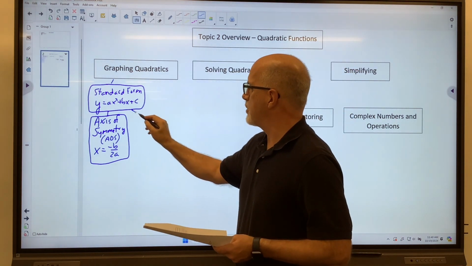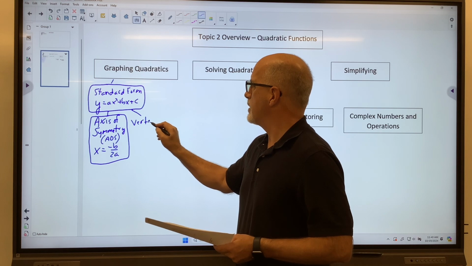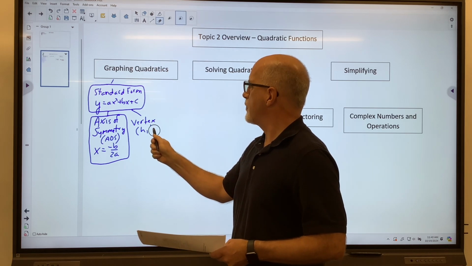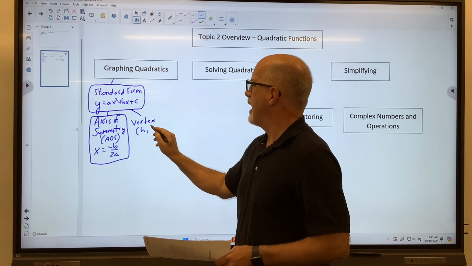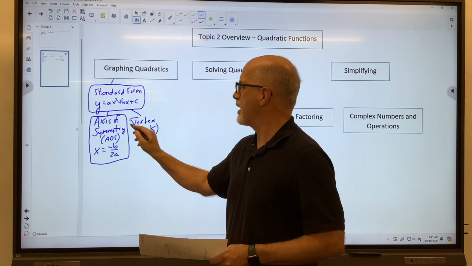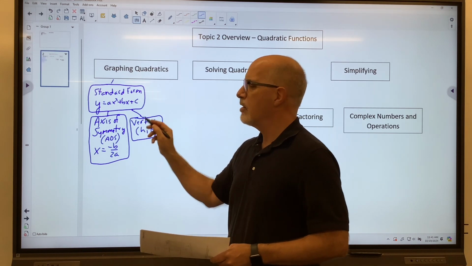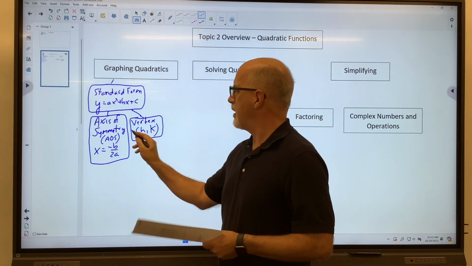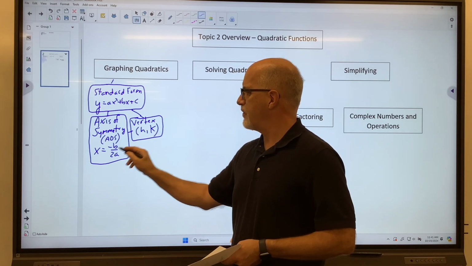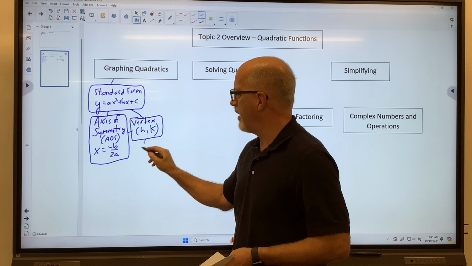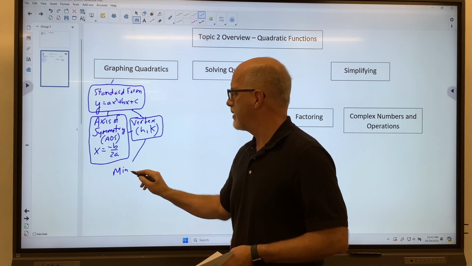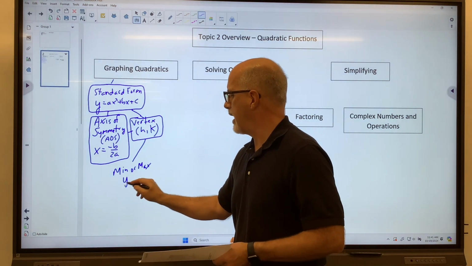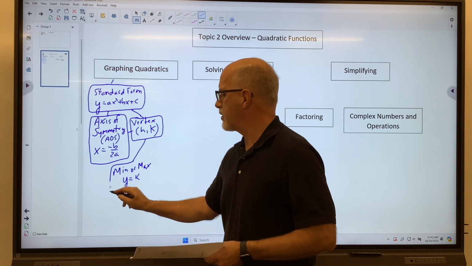The vertex, like I just mentioned, was H comma K. The H was found by using that opposite of B over 2A, and then the K, the Y value at the vertex, was found by substituting that back in or looking at your table on your graphing calculator to find that. And then we also found that the K value was the min or the max. And that's where we had Y equal to K, the min or the max value at the vertex.